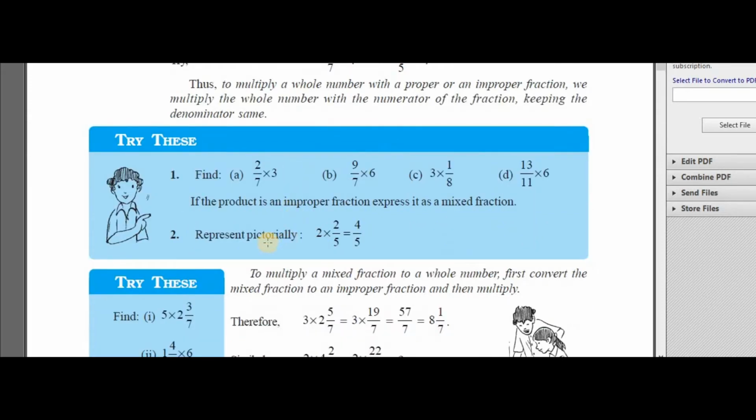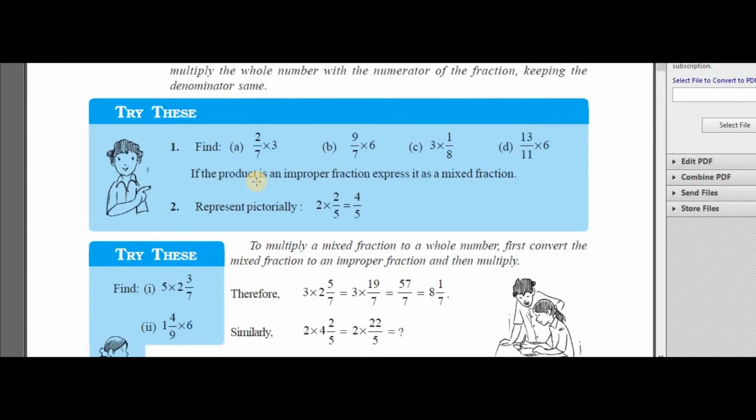Instead of proper or improper, we have one more kind of fraction, that is the mixed fraction. If a mixed fraction comes, what should we do? First I have to convert this mixed fraction into an improper fraction, and then automatically we can do the same thing. The whole number should multiply the numerators, and then we'll get an improper fraction. And we all know that an improper fraction can be converted into a mixed fraction by using simple division, right? Now in the same way, here he has given some questions to us. We'll try to solve that.